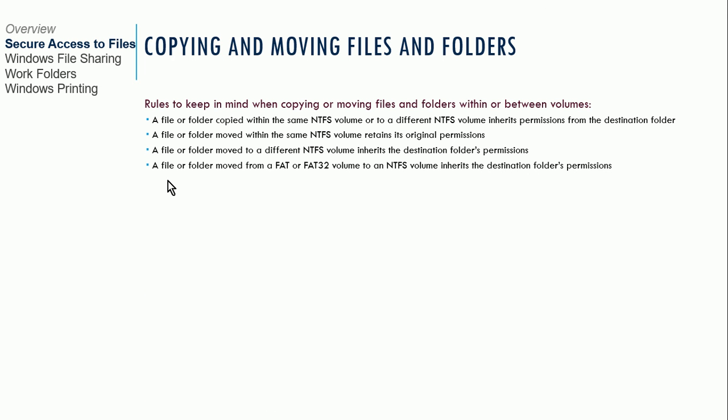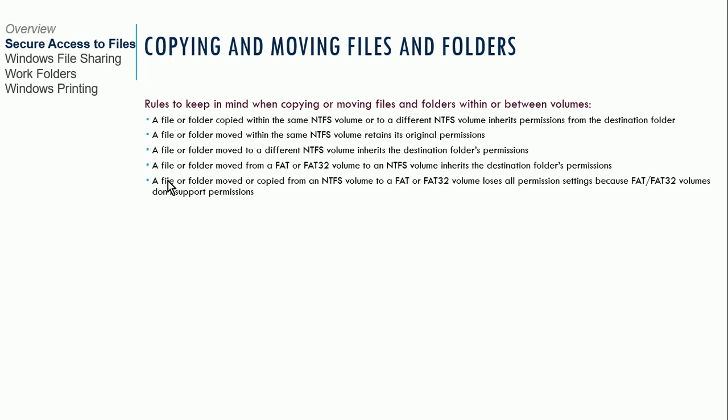Now, if you move a file from a FAT32 or FAT volume to an NTFS volume, it's going to inherit the destination permissions on the NTFS volume. Remember, FAT and FAT32 don't have permissions. That feature didn't exist in FAT32. So since it has no permissions, it's basically going to inherit wherever it lands in NTFS. That's kind of an easy one to remember.